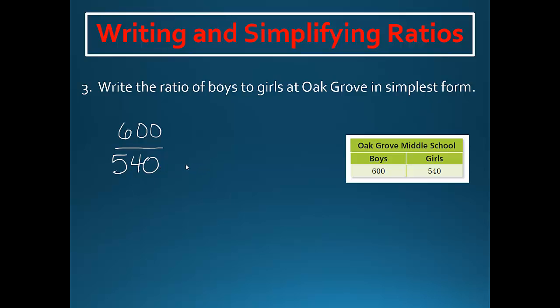Now we'll go ahead and simplify our fraction. We can divide both the numerator and the denominator by 60. When we divide 600 by 60, we get 10. And when we divide 540 by 60, we get 9. So our ratio of boys to girls at Oak Grove is 10 to 9. What this means is that for every 10 boys, there are 9 girls at Oak Grove Middle School.